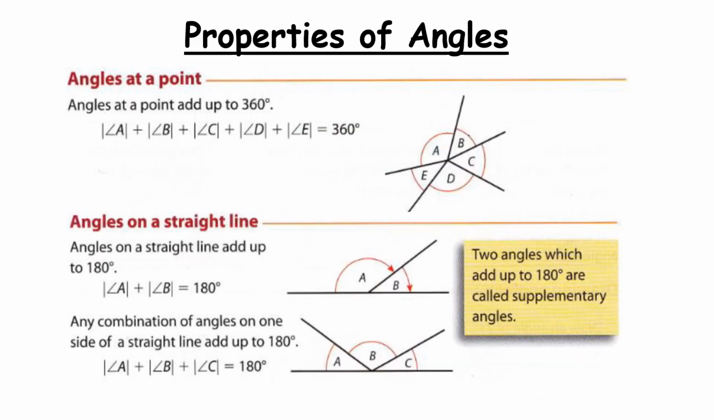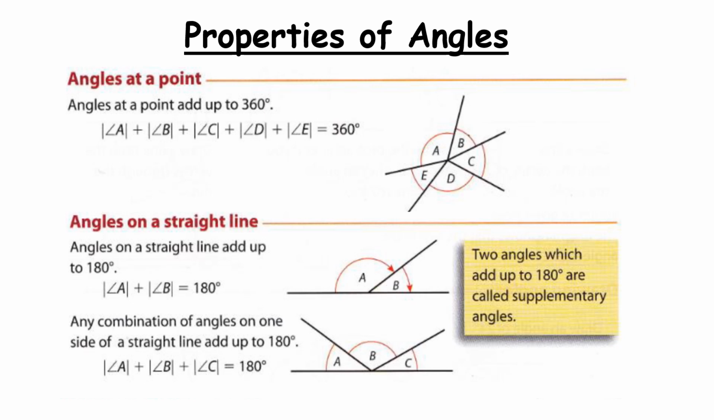So now let's talk about some properties of angles that we're going to use to help us to work out missing angles. So the first one is angles at a point add up to 360 degrees. So we can see here that A, B, C, D and E are 5 angles which when put together give us a full rotation. Based on that, I know if I add all of them together, it will be 360 degrees.